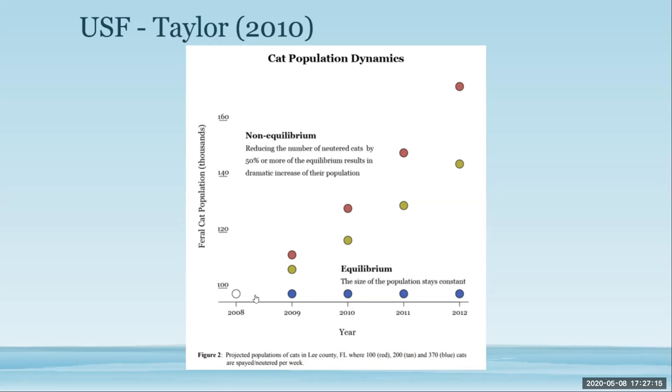The red dots here represent the case where 100 cats are neutered per week. That population growth is still pretty exponential. It's growing at a quick rate. However, let's look at the yellow dots. That's the case where 200 cats are neutered and spayed per week. That's a much better outlook. But if we look at the blue dots, that's when 370 cats are spayed and neutered per week. That shows a more steady population, and that is the goal we're trying to reach.